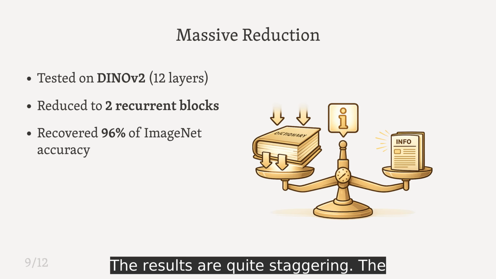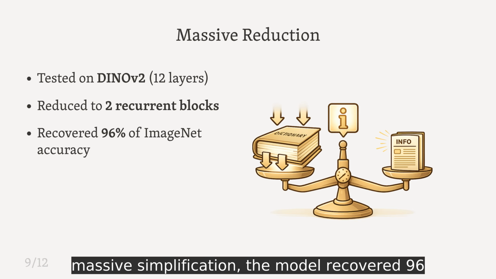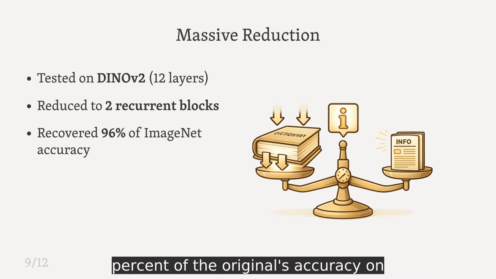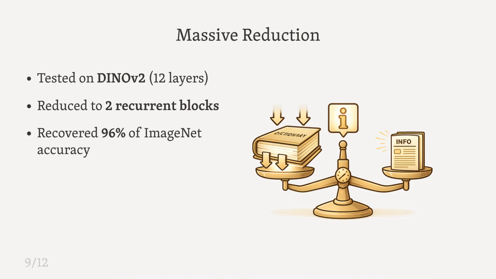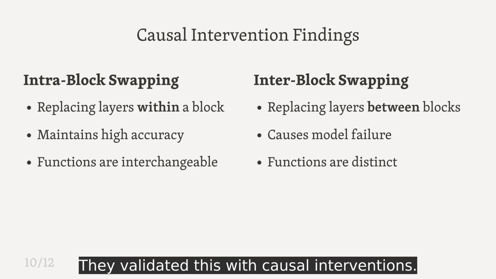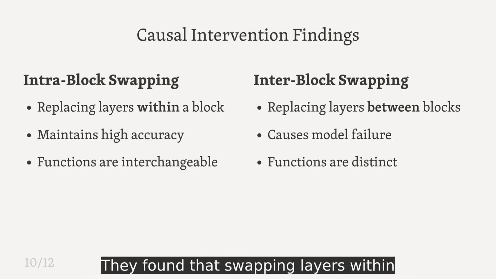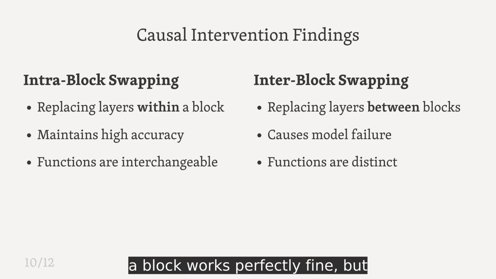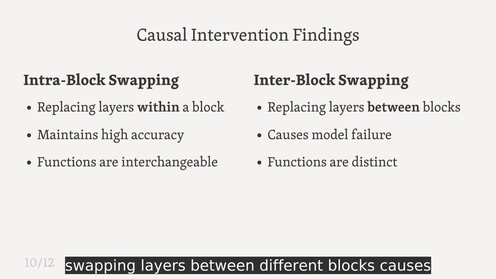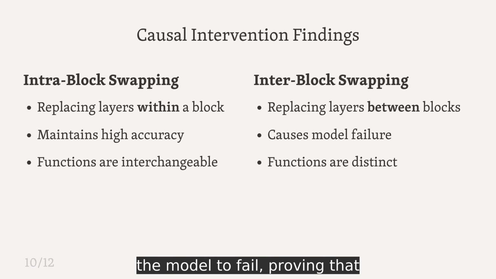The results are quite staggering. The authors took a standard 12-layer DINOv2 model and reduced it to just 2 recurrent blocks. Even with this massive simplification, the model recovered 96% of the original's accuracy on ImageNet. They validated this with causal interventions. They found that swapping layers within a block works perfectly fine, but swapping layers between different blocks causes the model to fail, proving that each block represents a distinct, necessary functional phase.